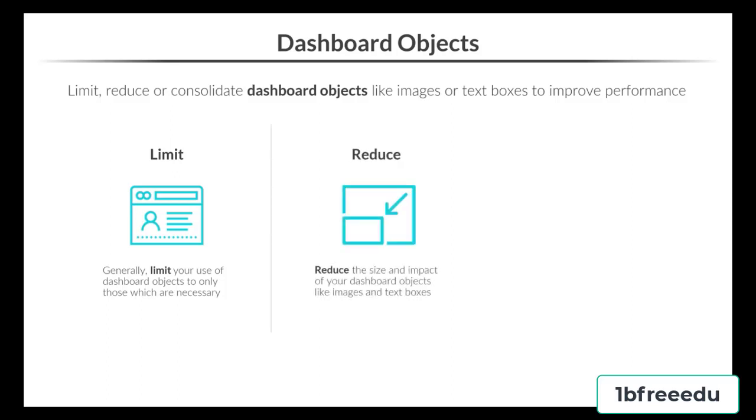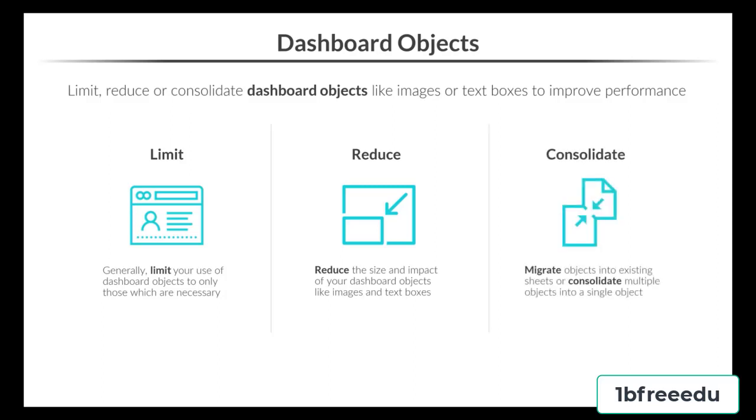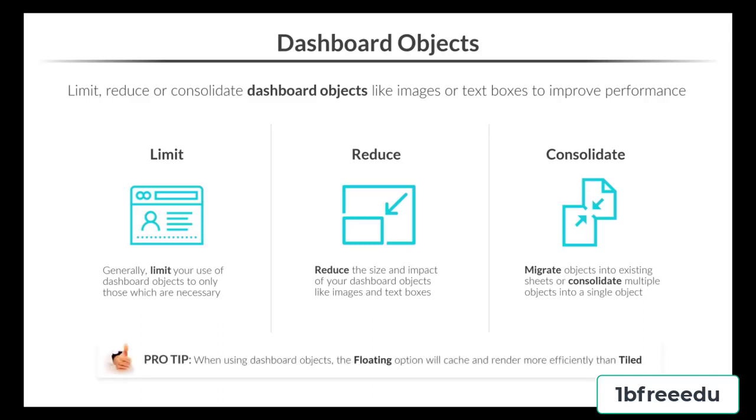If objects can't be removed without hurting end-user functionality, try reducing the size of objects in the dashboard. This is especially true for images. Try and limit the image file size and the image size on the actual dashboard. Finally, try to migrate objects into existing sheets or consolidate multiple objects into a single object to limit their overall compute time and impact. A quick pro tip: when using dashboard objects, the floating option will cache and render more efficiently than the tiled option.